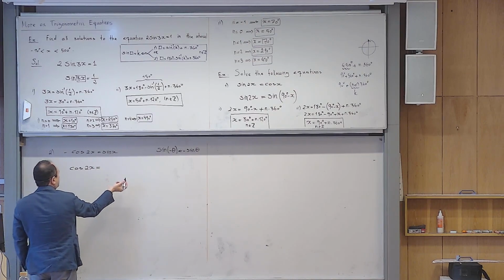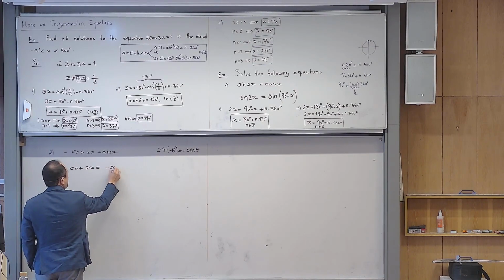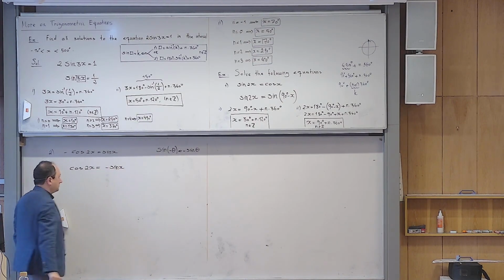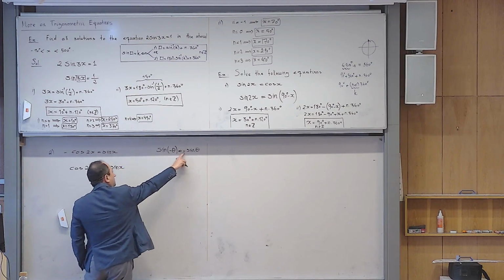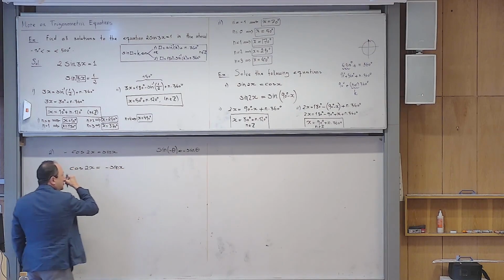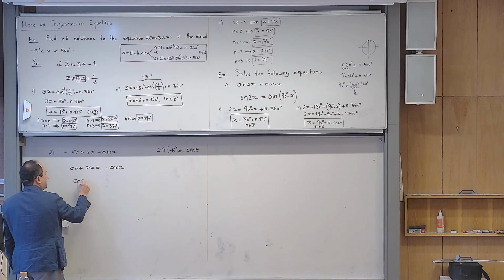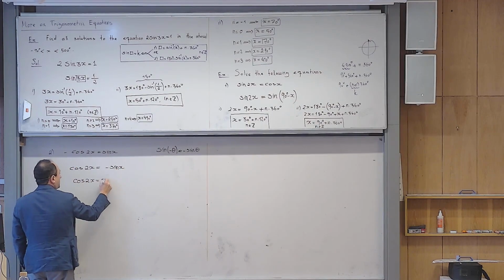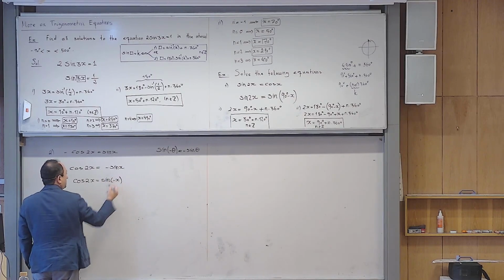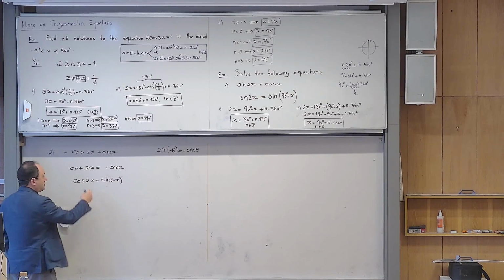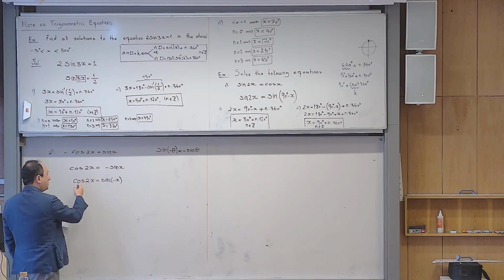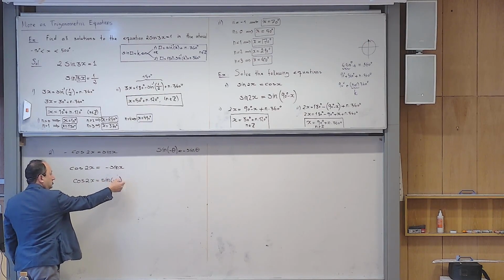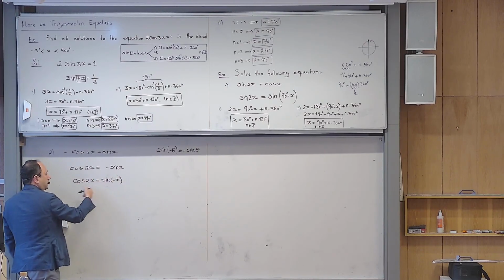So it becomes minus sine x. And then using that formula, I move this minus sign in. So it becomes cosine 2x equals sine minus x. Okay? Now, this problem is similar to the previous problem. I have one sine of an angle and cosine of another angle equal.